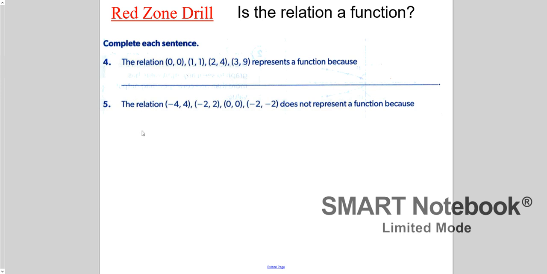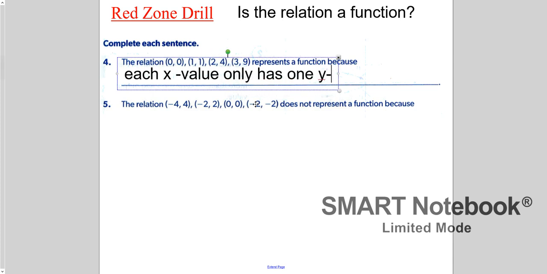Okay, the relation (0, 0), (1, 1), (2, 4), and (3, 9) represents a function because, well, each x value, and I'm typing in the wrong spot, but that's okay, each x value only has one y value. That's the definition of a function, and we could just write it there.